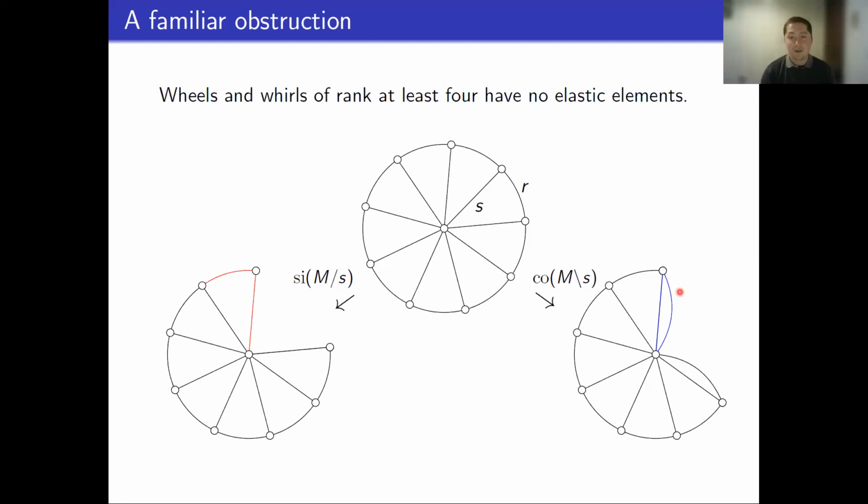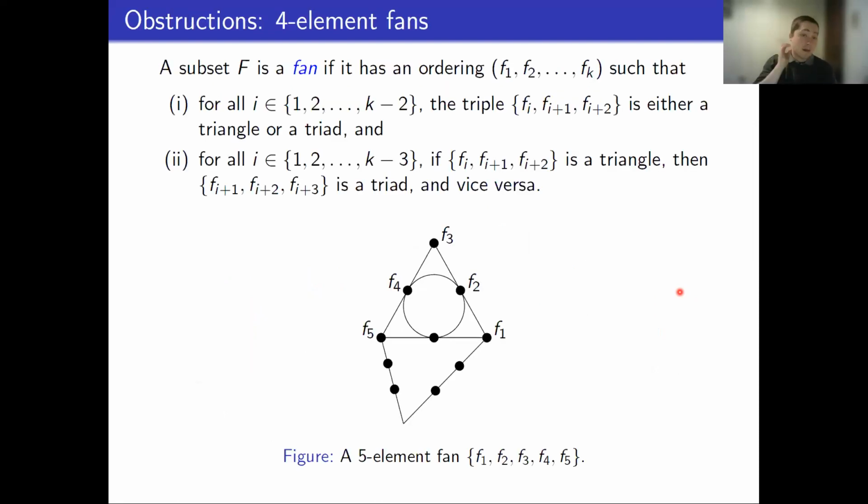So we break 3-connectivity again. We're going to break 3-connectivity in more interesting ways later on, but this is enough to show you that wheels and whirls are completely obstructions to elastic elements. They have none. In particular, it's because everything's a fan.